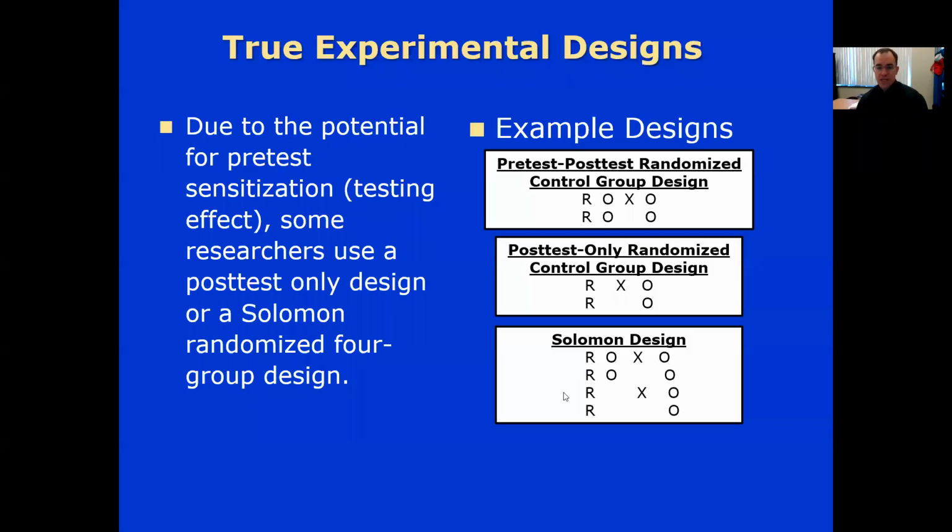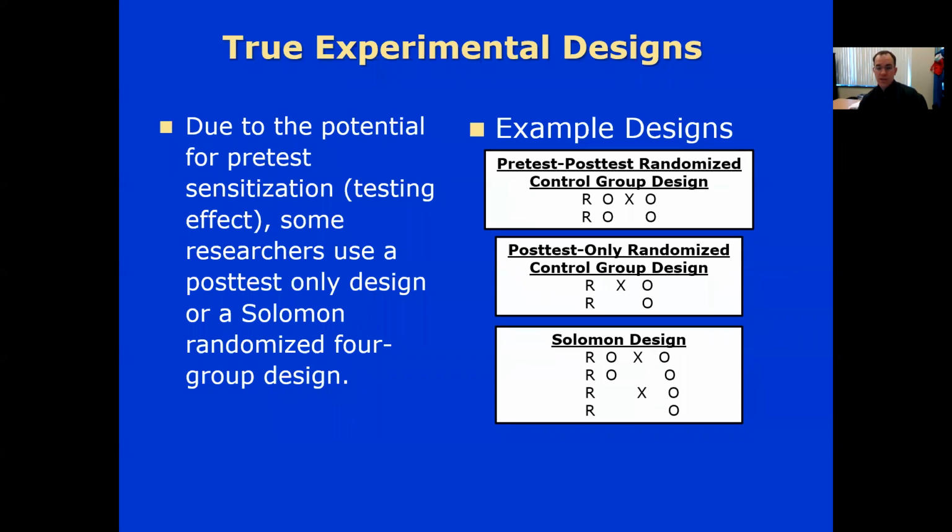So the other two tests are the post-test only randomized design and the Solomon design. As I mentioned at the beginning of the slide, due to the potential for pretest sensitization, or testing effect, which would mean familiarization with something, some researchers use a post-test only design or a Solomon randomized four-group design in order to prevent the actual test that they're doing at baseline from influencing what might happen at the end.